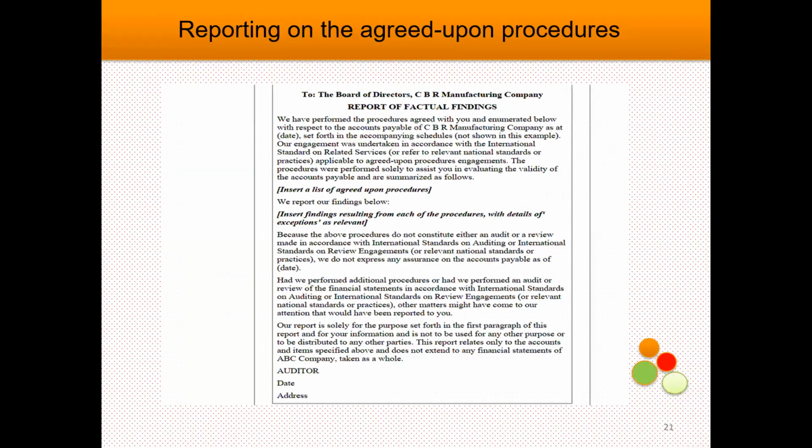So if you look at this example, it says report of factual findings. Can someone please read this report, if you can see it?